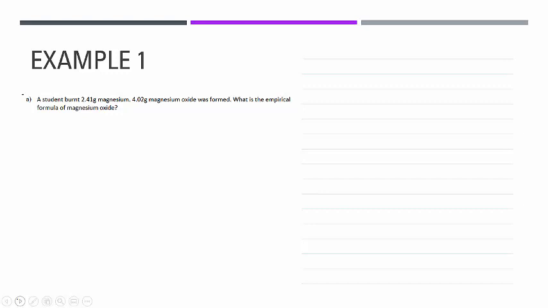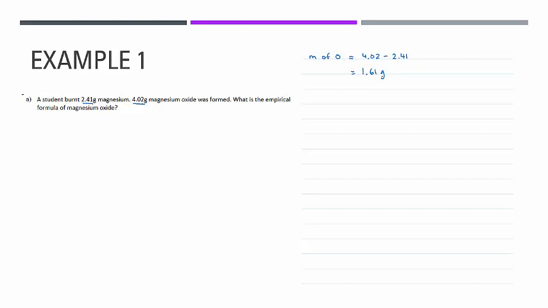In example 1, we've got a sample of magnesium and it's burnt to produce magnesium oxide, and we've got to work out the empirical formula for the magnesium oxide. The first thing that we're going to do is work out the mass of oxygen that reacted with magnesium. Since we had 2.41 grams of magnesium and the mass of the magnesium oxide has increased to 4.02, the mass of oxygen must be 4.02 minus 2.41. And that works out to be 1.61 grams.